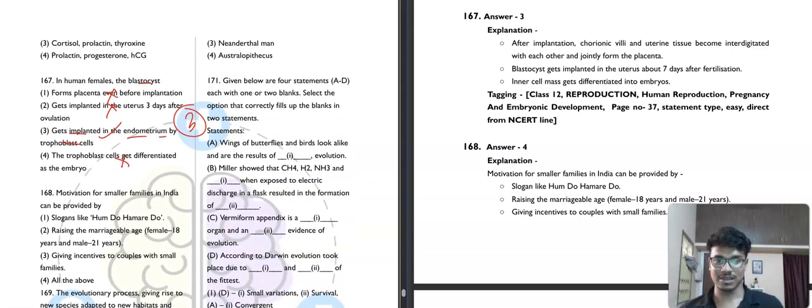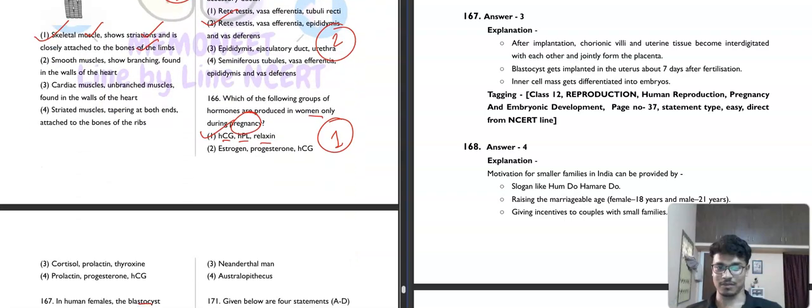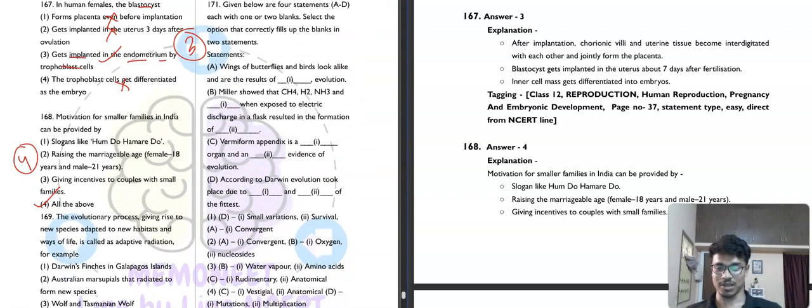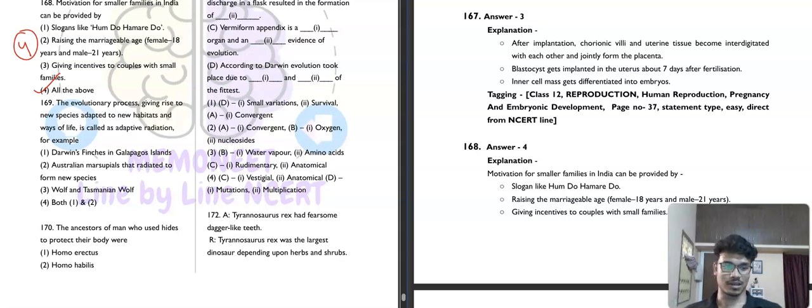Then question number 168. It is saying that motivation for smaller families in India can be provided by slogans like "Hum Do Hamare Do." Very good. Raising the marriageable age of female to 18 years and male to 21 years. Giving incentives to couples with small families, I mean money. So all of the above are correct. All of this will work as motivation to have smaller families in India, because we are rapidly growing and there will be a need to control the population, right? You know that.